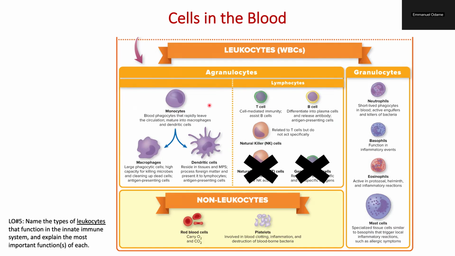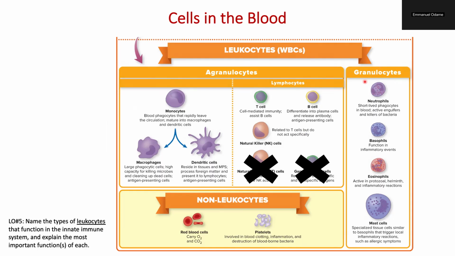And under white blood cells, we have agranulocytes. Basically, they consist of monocytes, which will later turn into macrophages and dendritic cells. We have T cells, we have B cells, we have natural killer cells. Don't try to memorize every single thing. I'll go through them later on in the next few slides. And then we also have non-leukocytes, which are basically red blood cells and platelets. And then we have granulocytes, we have neutrophils, basophils. All of these we'll go through in the next few slides, one after the other.